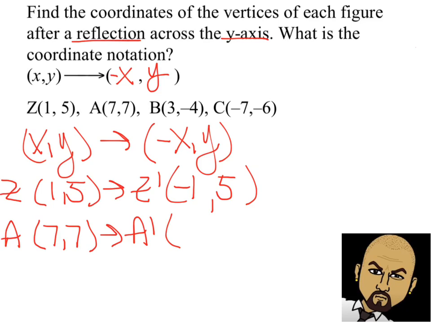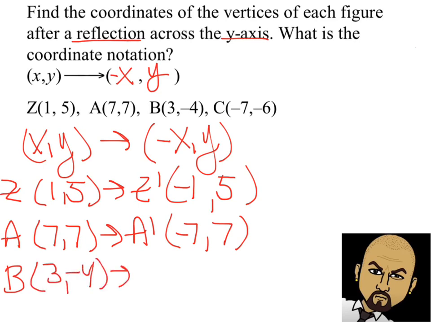A reflection across the y-axis: the y value is 7, so it's going to stay the same. Our x value is going to become the opposite. Originally it was 7, and now on the image it's going to be -7. Okay? Now, negative x does not mean that x is going to be negative. And we're going to see that in a couple of seconds.